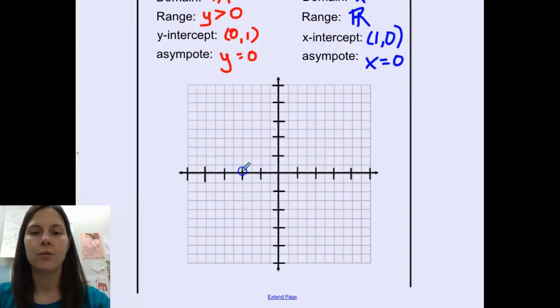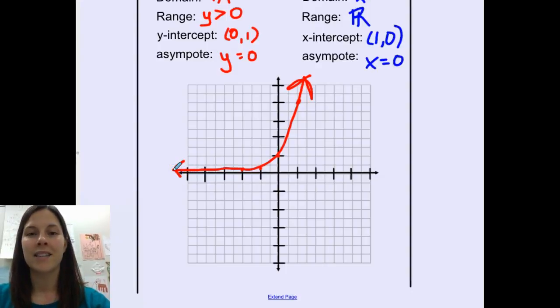Starting off, we had -2, 1/16. For the exponential function, we had -1, 1/4, 0, 1, and 1, 4. Again, that asymptote is the x-axis or the y equals 0 line. For our log function, we had 1/16, -2, 1/4, -1, 1, 0, and 4, 1.